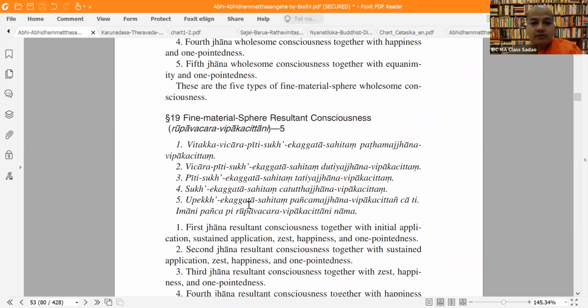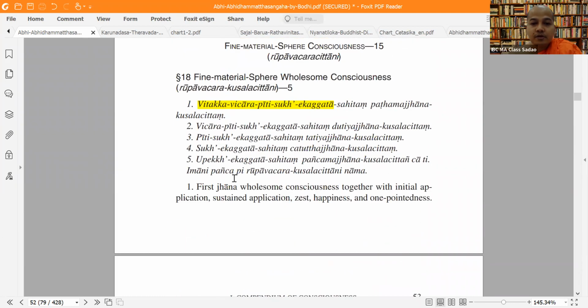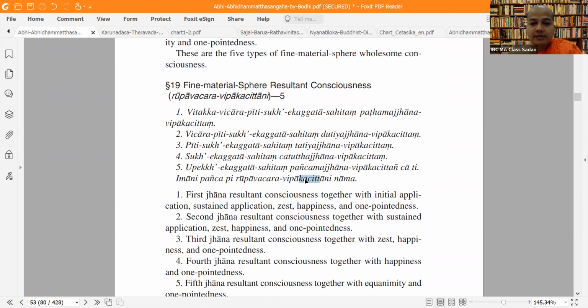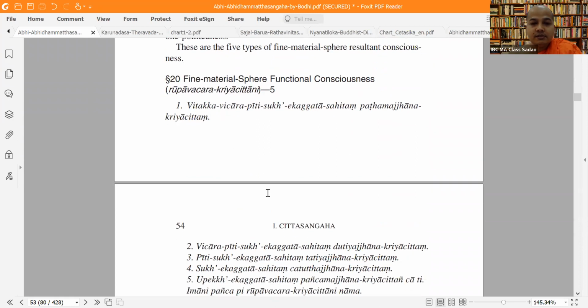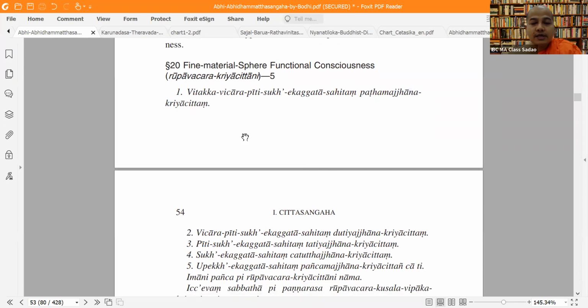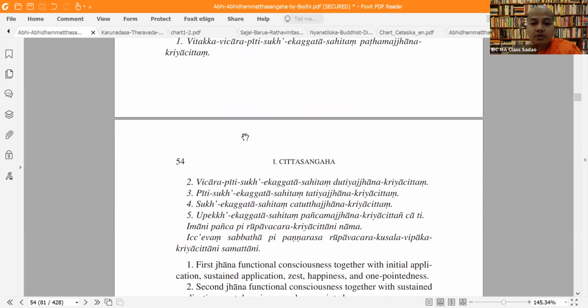And the next 5 are rupa vachara vipaka chitta. You have the exact same description. The only difference is that whereas those are kusala chitta, these are regarded as vipaka chitta. Similarly, the next section is a presentation of rupa vachara kriya chitta. So in the place of vipaka, you have the word kriya. Once you are clear about the difference between kusala chitta, vipaka chitta and kriya chitta, it should be easier to understand.